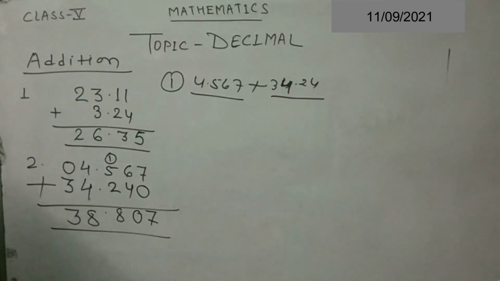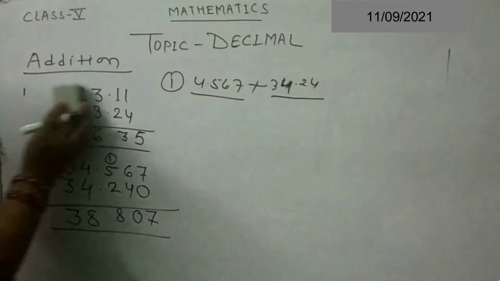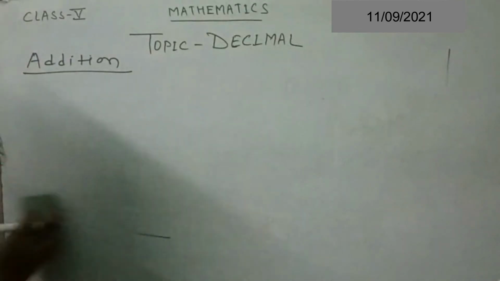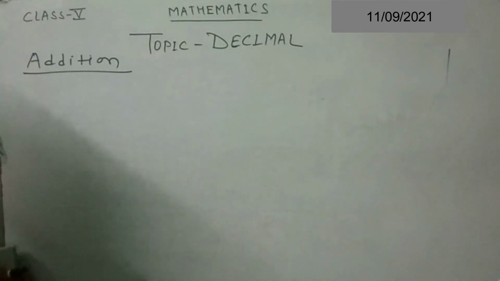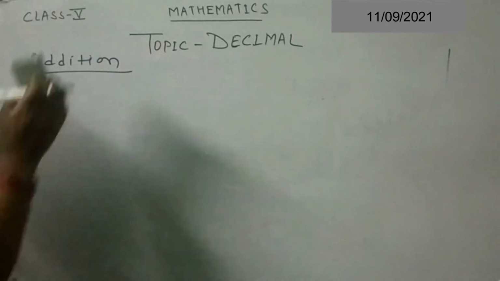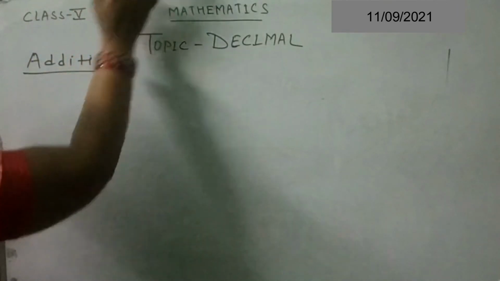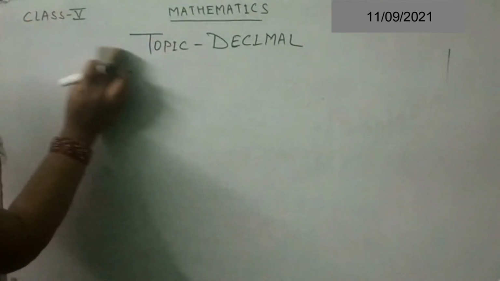Students, see, this one is the rule of addition. First you write the numbers, then you have to put the zeros so the numbers of length will be the same, and after that, as a simple addition, you add the columns and put the point. Same way we have to do the subtraction also.